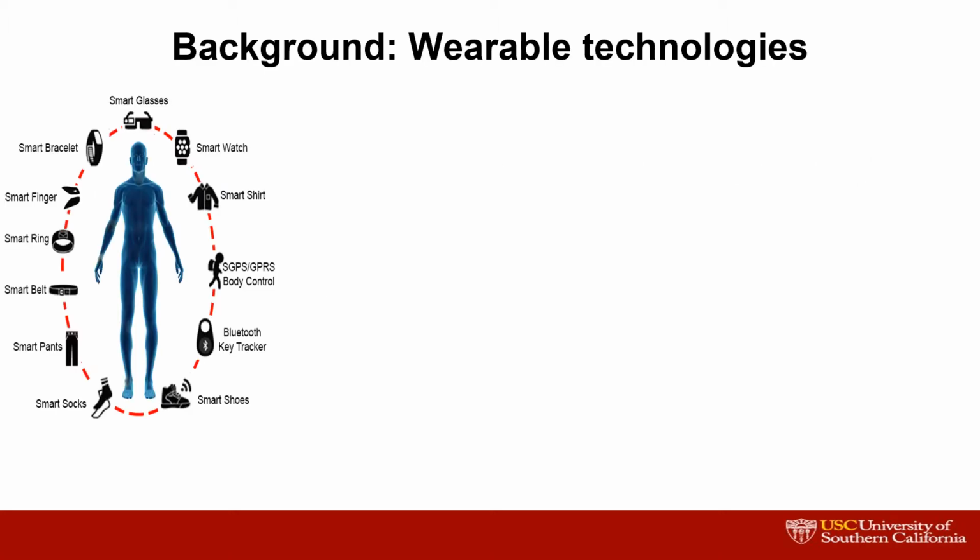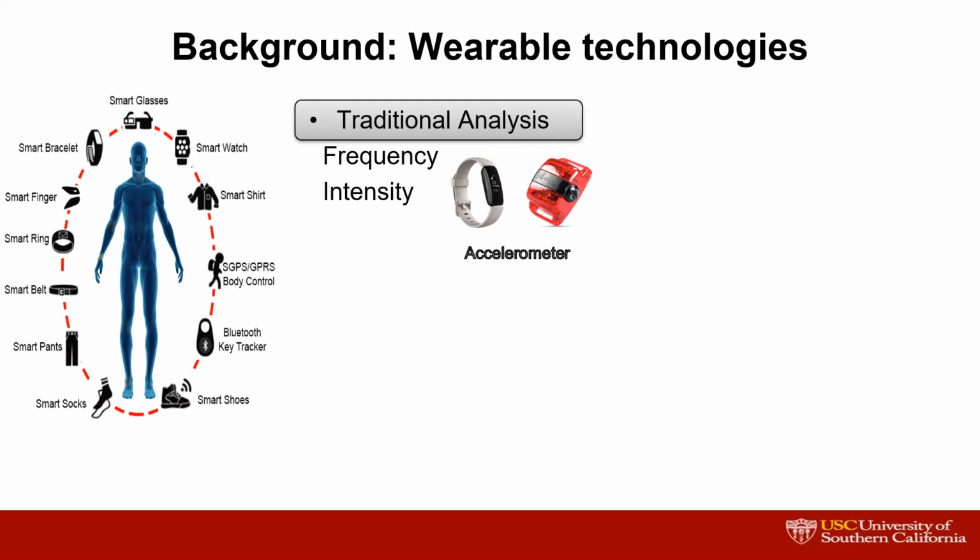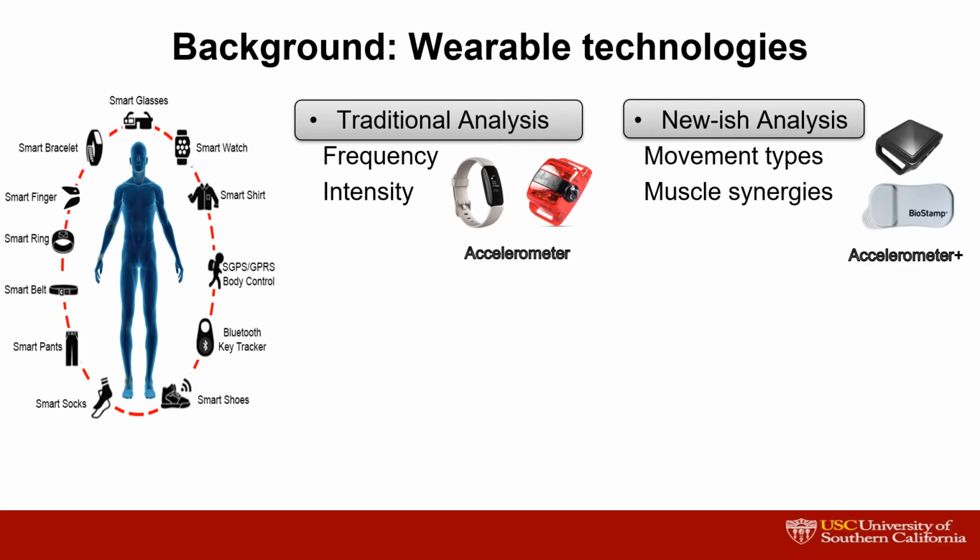Wearable technology has been more and more popular nowadays, with sensors in all kinds of wearables. This also enables researchers to measure human behavior in a more natural environment for a long period of time. Traditionally, we have been using accelerometers such as Fitbit and Actigraph to measure movement frequency and intensity. The newer sensors also include gyrometer or even EMG. This enables us to measure certain types of movement or muscle synergies and more.